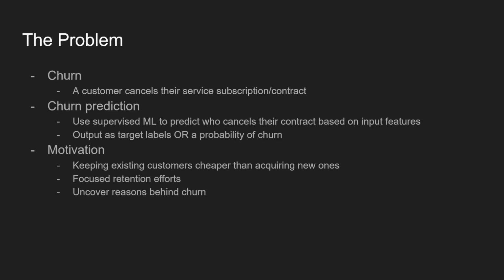So, some background first. Churn is the event when a customer cancels their subscription or contract of a service. And then churn prediction is a very common application of machine learning where you attempt to predict who cancels their contract based on some given features. And then the output can be binary label or perhaps more commonly a probability of churn.